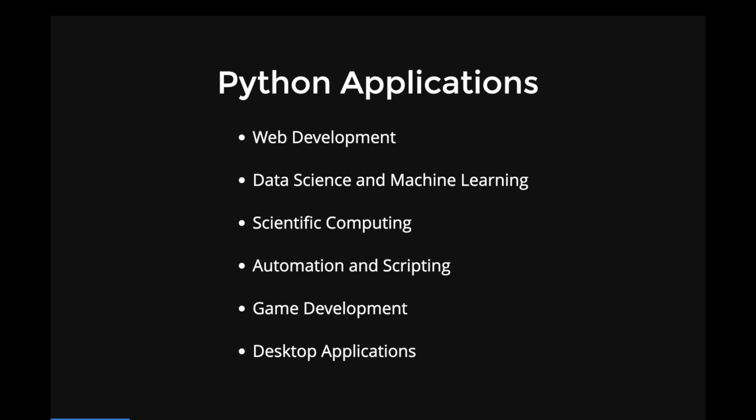Automation and scripting. Python's simplicity and versatility make it an excellent choice for writing automation scripts and performing system administration tasks. Game development. Python is used in game development both for scripting in game engines like Unity and for building games using libraries like Pygame. Desktop applications. Python can be used to create desktop applications using frameworks like tkinter and PyQt.